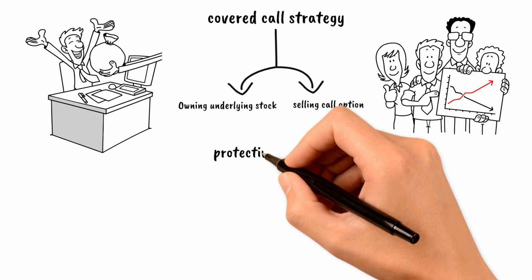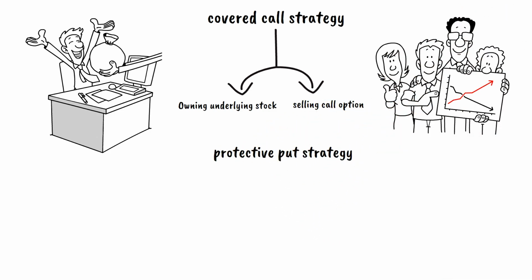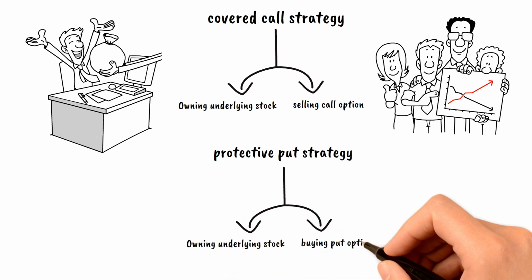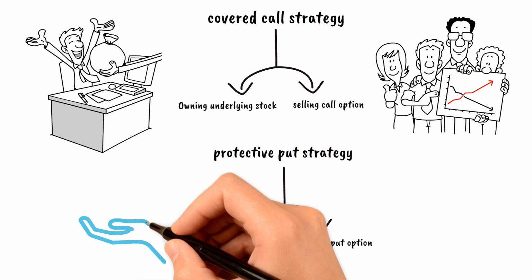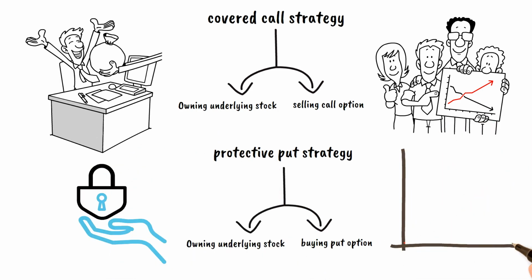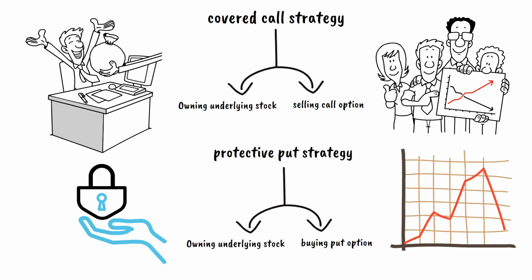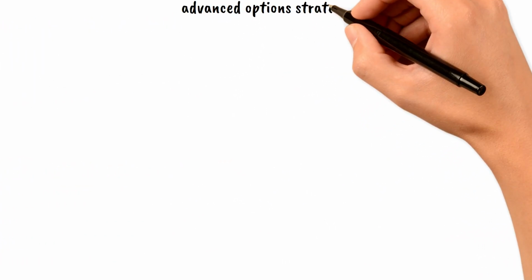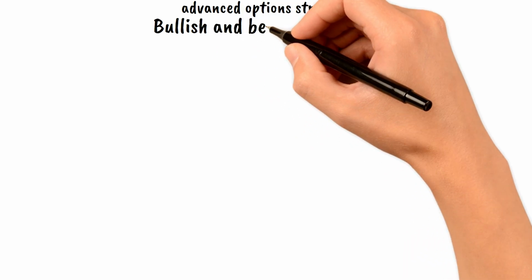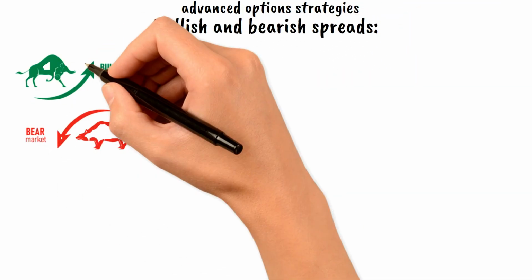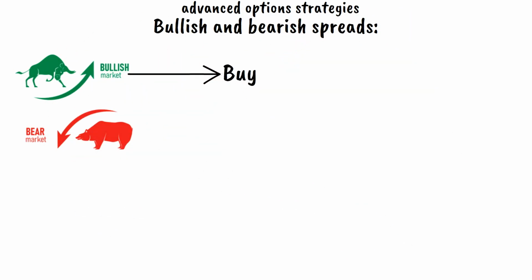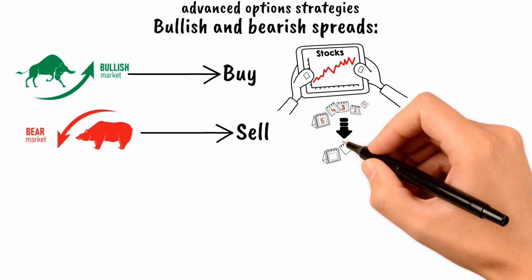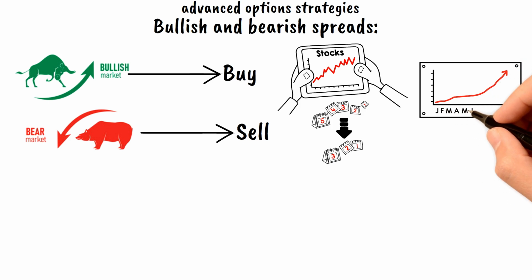Another popular strategy is the protective put strategy, which involves owning the underlying stock and buying put options as insurance. It protects against potential losses if the stock price decreases significantly. As you gain more expertise, you can explore advanced options strategies like bullish and bearish spreads. These strategies involve simultaneously buying and selling options with different strike prices or expiration dates to capitalize on specific market scenarios.